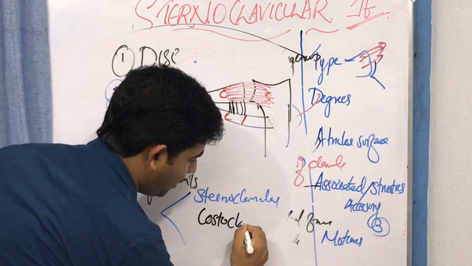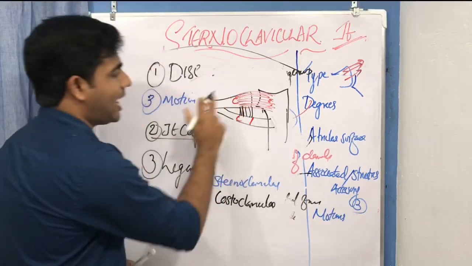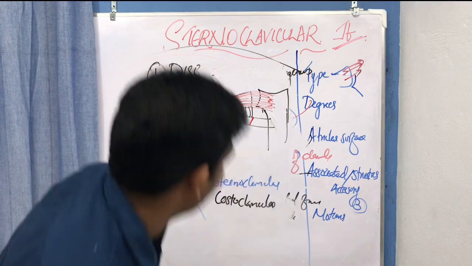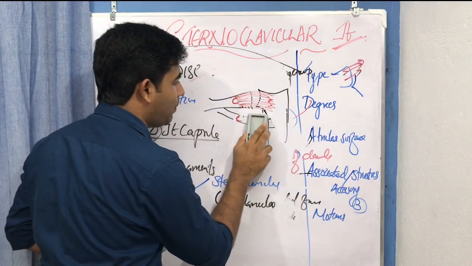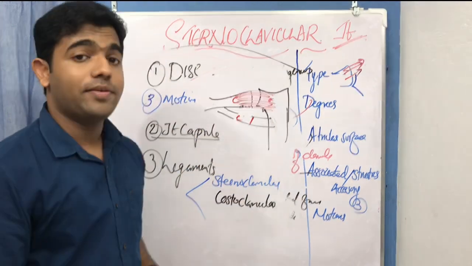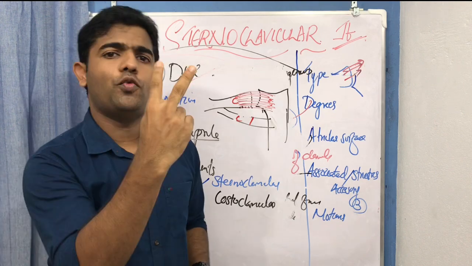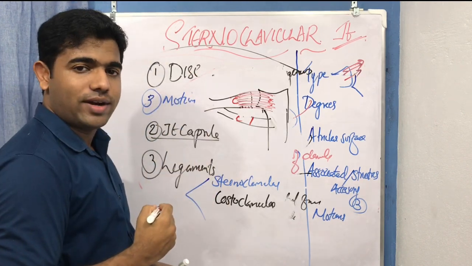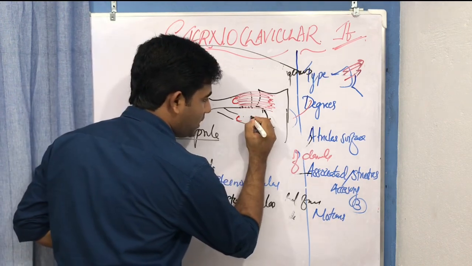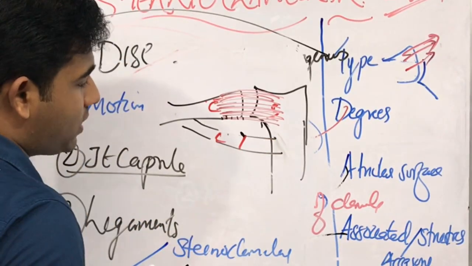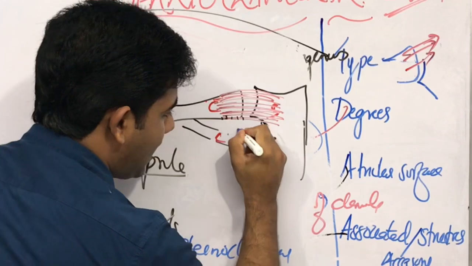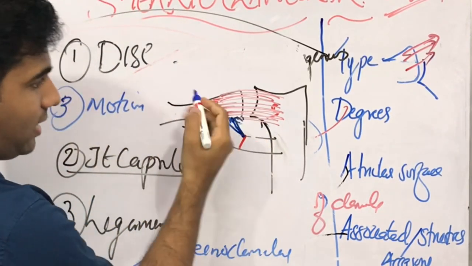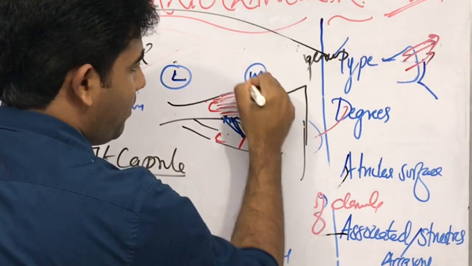This also you can remember if you just remember this diagram. This ligament in fact has two laminas, that means two fibers. One is an anterior lamina, which arises from the ribs to the clavicle in a lateral direction. So this will be the anterior lamina, running in the lateral direction. This is the lateral side, and this is the medial side.